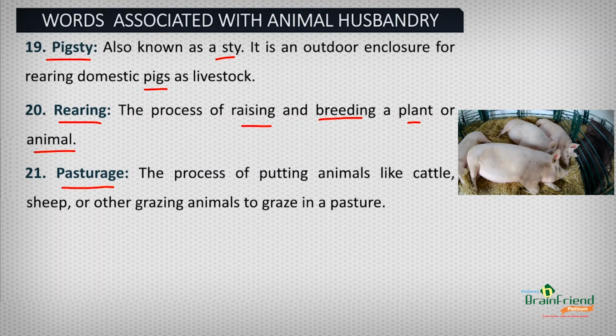Also, we have pasturage. This is a process of putting animals like cattle, sheep, and other grazing animals to graze in a pasture. That means to eat or feed on a land.